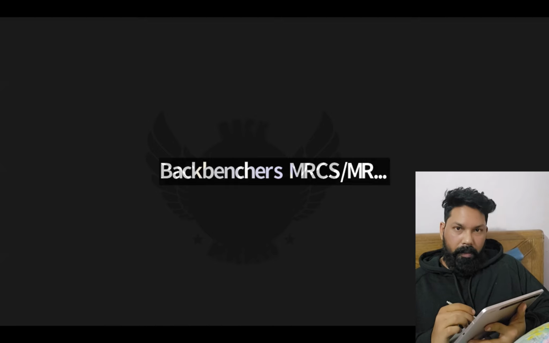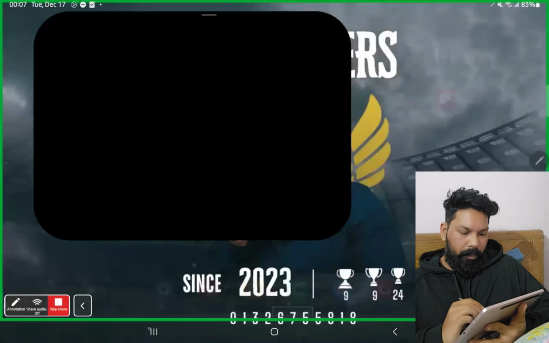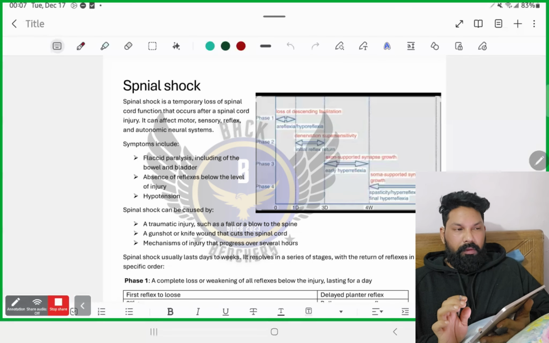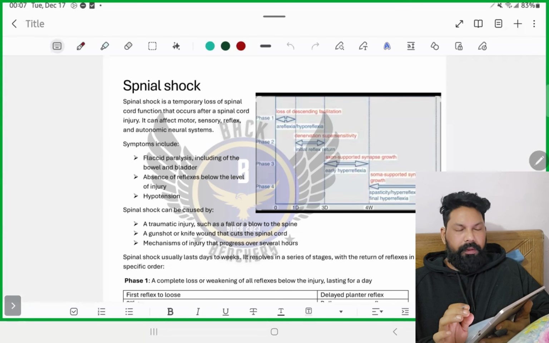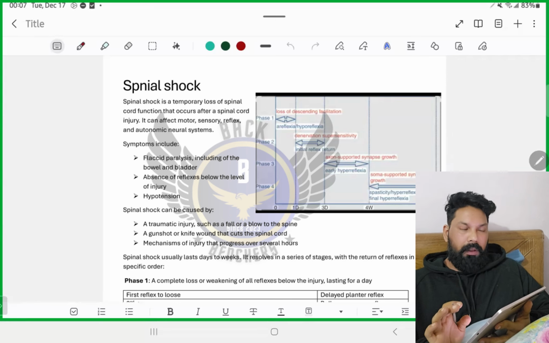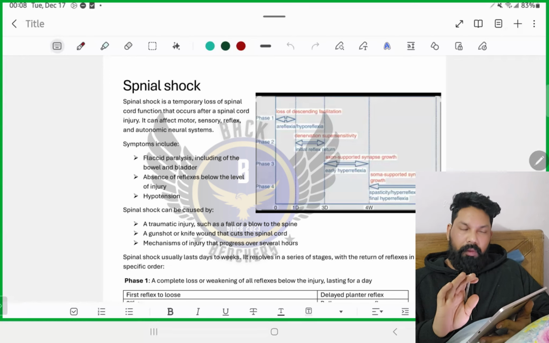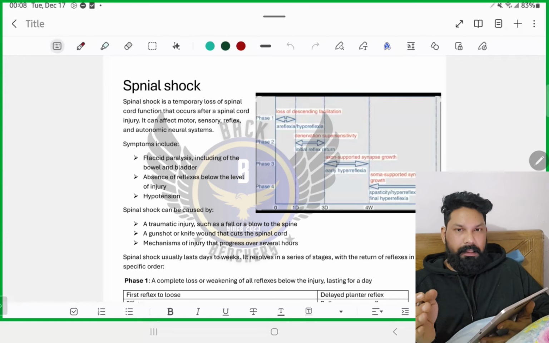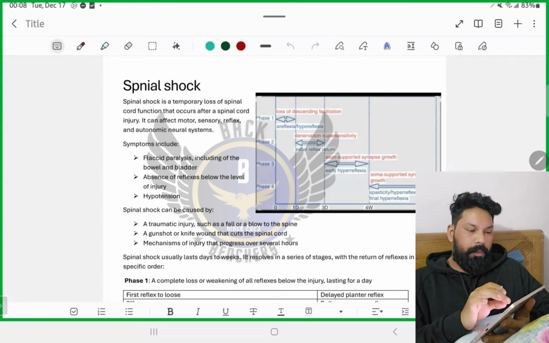Guys, let's talk about spinal shock, because you people are facing some problems regarding spinal shock, but this is not so complicated. So don't make it complicated, because they will not ask you much about spinal shock. They will just ask you which reflex goes first, which reflex comes first, these things. I will just give you an overview about spinal shock.